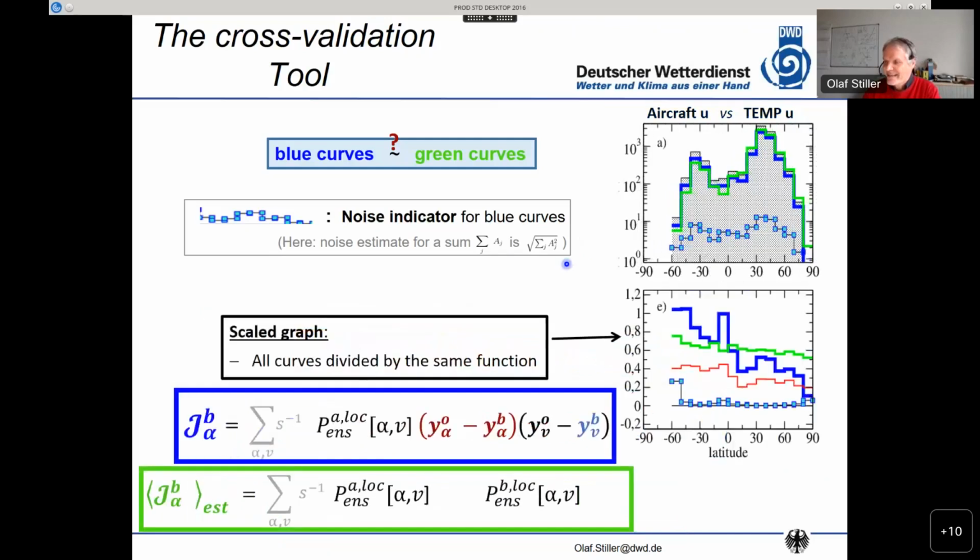I will also show you some scaled graphs, and scaling here means basically just that in each bin, all the curves in the upper graph are divided by the same number, which is bin dependent and chosen in a way that the green curve is always between 0 and 1. For details, again, you have to read the paper, but this allows us to compare the green and the blue curve more conveniently. There's also a red curve here, which is related to the second component, which I also don't talk about much further here.